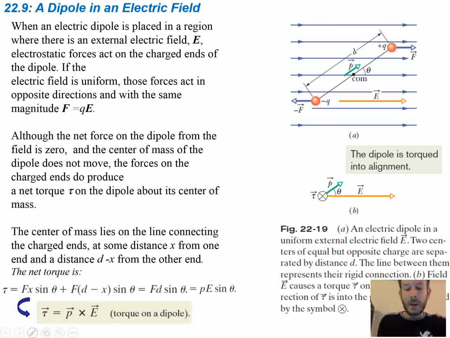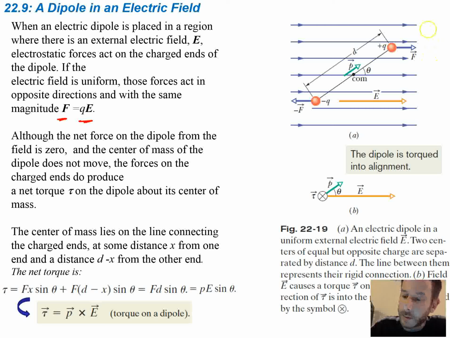Okay. Well, what if we had an electric dipole in an external electric field? So with an electric dipole, when an electric dipole is placed in a region where there is an external electric field, E, electrostatic forces act on the charged ends of the dipole. If the electric field is uniform, those forces act in opposite directions but with the same magnitude. So the force is just going to be QE, but depending on the charge, it's going to depend on the direction of the force.